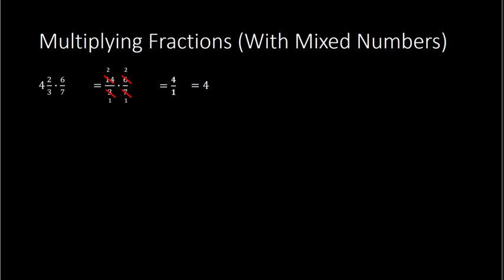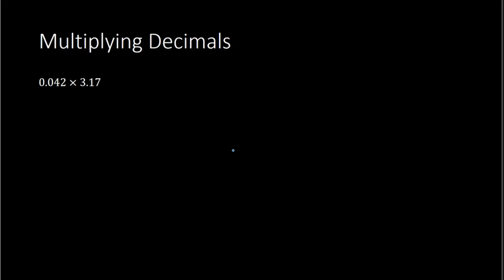Now lastly, we're going to work with multiplying decimals. So for example, if you had 0.042 times 3.17. Now the process for multiplying with decimals, you really can ignore the decimals until the end of the problem. So treat this like a normal multiplication problem. So to get this set up, you have 3.17 times 0.042. So I can ignore the zeros in the front when I multiply. And so I just multiply like normal.